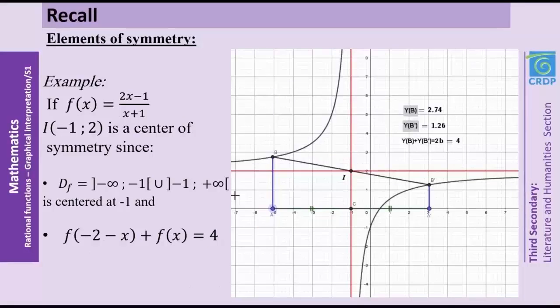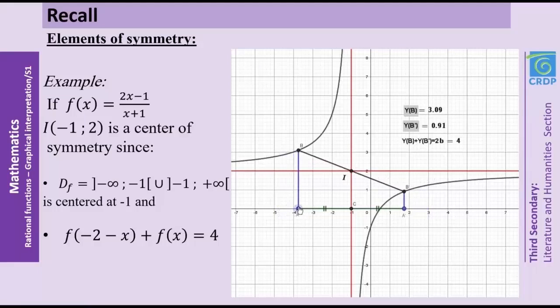So let's see our example and how it looks on a graph. Here we have values for minus 2 minus x and x with ordinates b and b prime. As we move through our x values, we will always have I as the midpoint for b and b prime. You can also notice that if we add b and b prime, we will always have a value equal to 4. Finally, I is the center of symmetry for our curve.